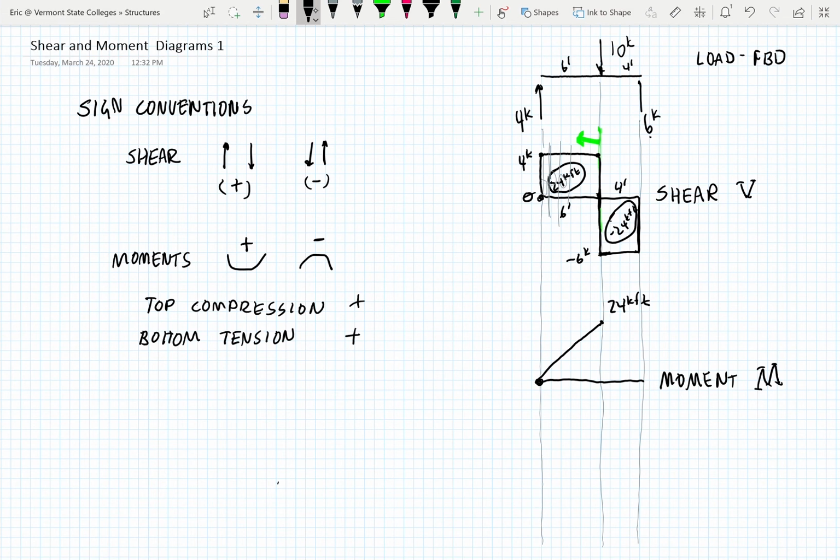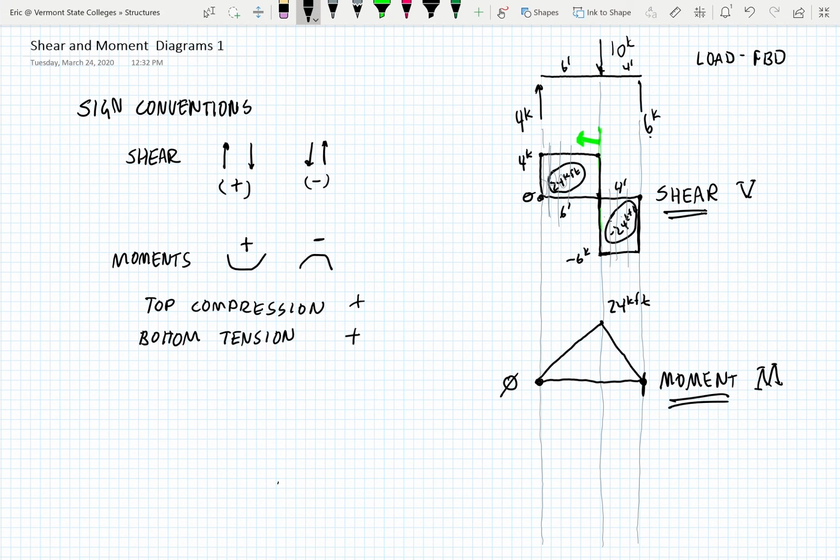Then on the way down, we're going to look at the end point, and we're going to say I have plus 24, negative 24, so we're going to end up at 0. And again, it's going to go down by 6 kips a foot over 4 feet, in a straight line down to 0. And that essentially is our shear and moment diagrams.